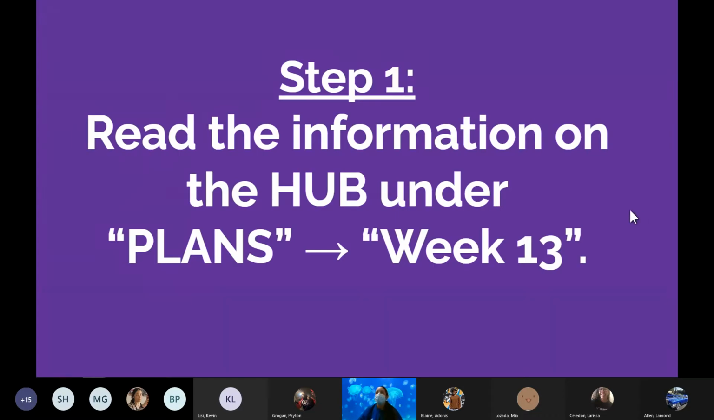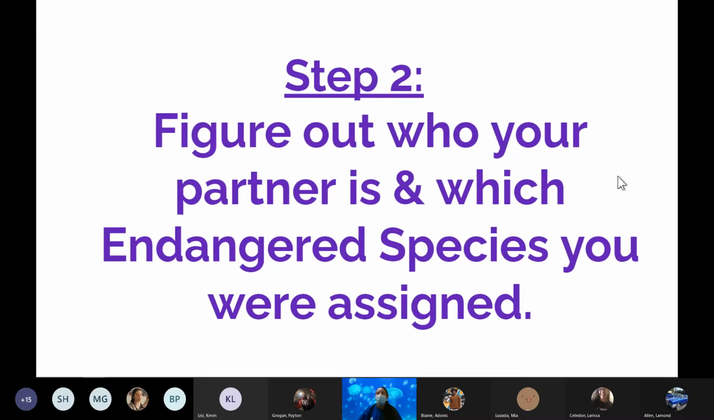So when you start your project, the first thing you should do is read all the information on the hub under plans week 13. This is beginning of the last 6 weeks. So make sure you look under plans, you'll find everything you need. You're going to figure out who your partner is and which endangered species you are assigned so you know who you need to contact and what you'll be working on.